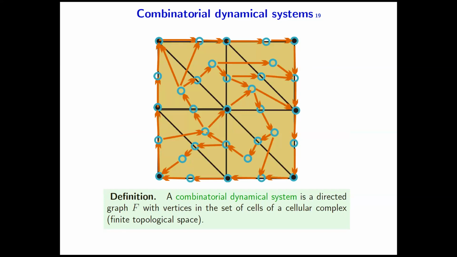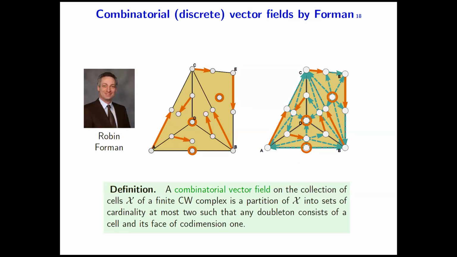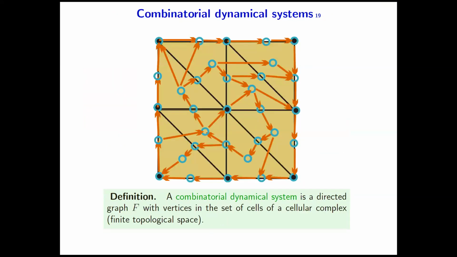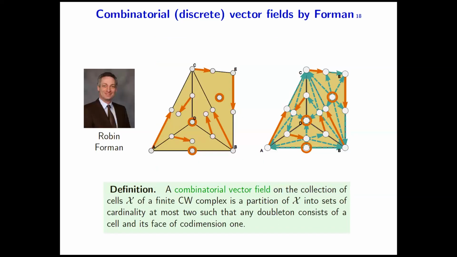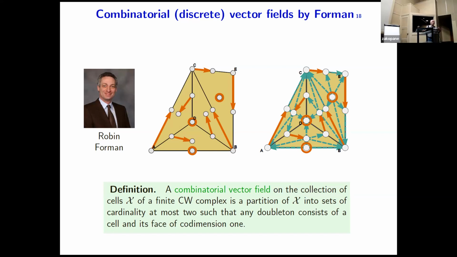Actually, you can give an even more general definition. A combinatorial dynamical system is a directed graph with vertices in the set of cells of the cellular complex. Actually, you can just take a finite topological space. This is more general than this case, because here I do not go into the question where this directed graph came from. And actually, with this approach, you can have something which is not with continuous time, whereas the spirit of these combinatorial vector fields is that although everything is finite, the hidden time here corresponds to continuous time somehow.